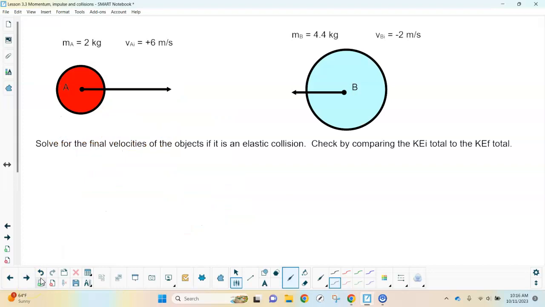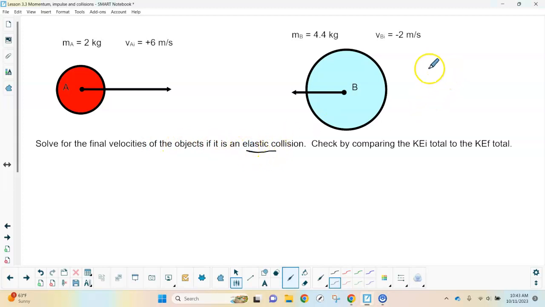Okay. So we're going to practice using that expression here and take you through a conservation of momentum. All right. So we have this object A here in red, which has a mass of 2 kilograms, and it's moving initially at 6 meters per second going to the right. And we have the light blue object B, which is bigger, 4.4 kilograms, and it's going slower, 2 meters per second going to the left. And we're going to solve for the final velocity of each object in this elastic collision.